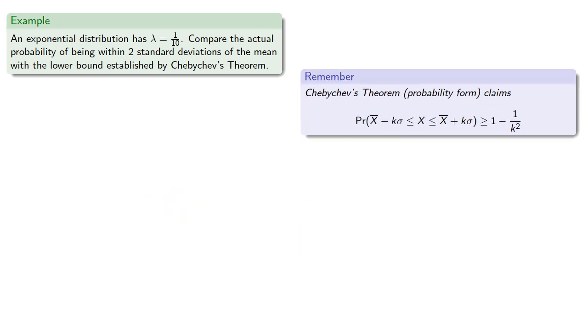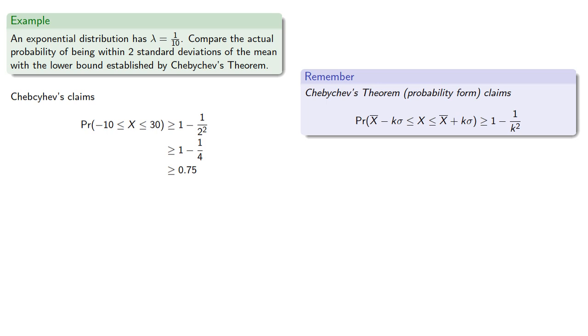The probability form of Chebyshev's theorem claims that if you're within k standard deviations of the mean, that probability exceeds 1 minus 1 over k squared. And so substituting in those values, we get, so the probability that we're in that interval is at least 0.75. And in fact, we found that it exceeds 99%.